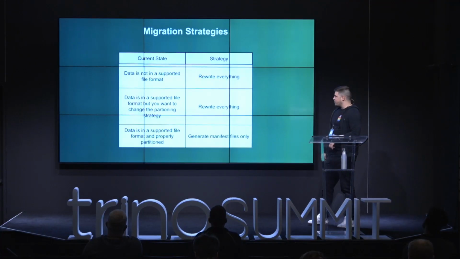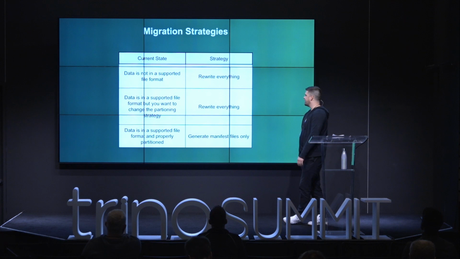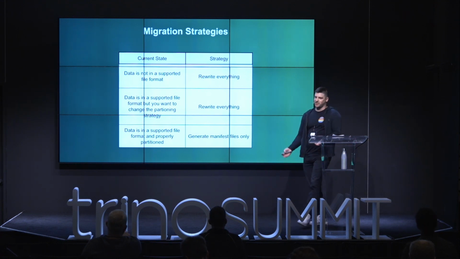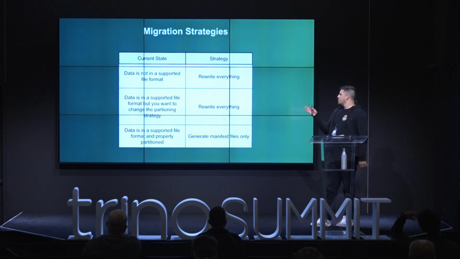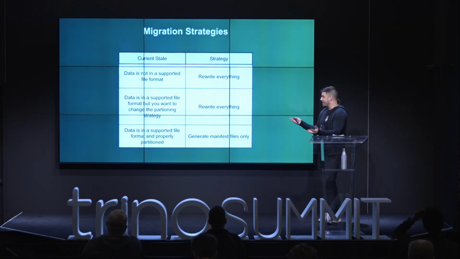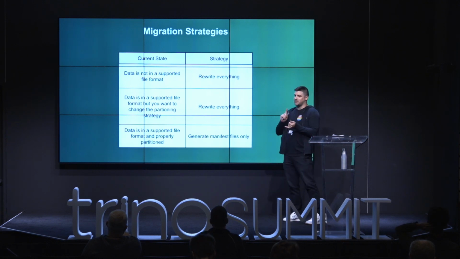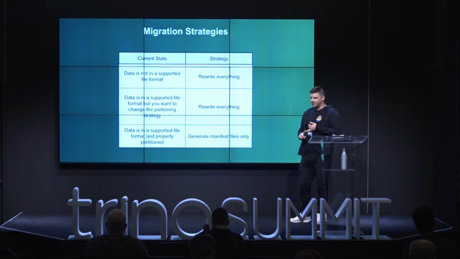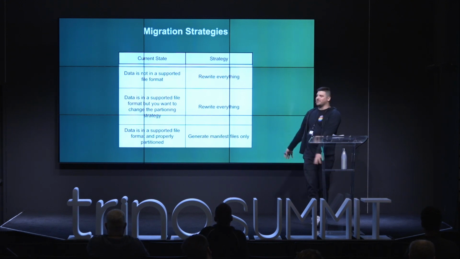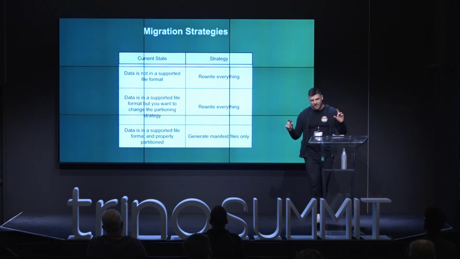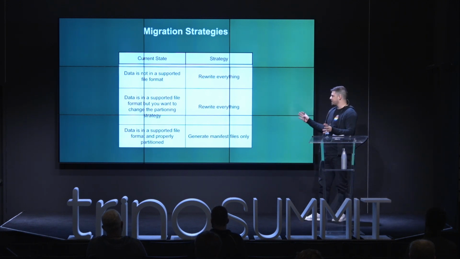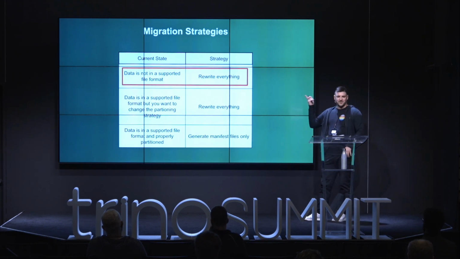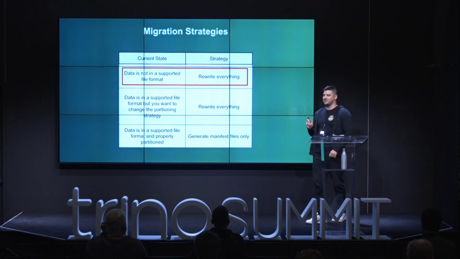So let's say your data is in a supported file format, so let's say it's in Parquet, but you want to change the partitioning strategy. That means you have to rewrite the data because you want to change how the data is represented on disk, so rewrite everything. So let's talk about the last one, which is the one you want to be in, that your data is already in a supported file format and is already properly partitioned. That means you get to just generate the manifest files, which is actually not that expensive. So if you get to choose, you want to be in this last one, but we were in the first one. I said they were in JSON, right? So we have to rewrite everything.